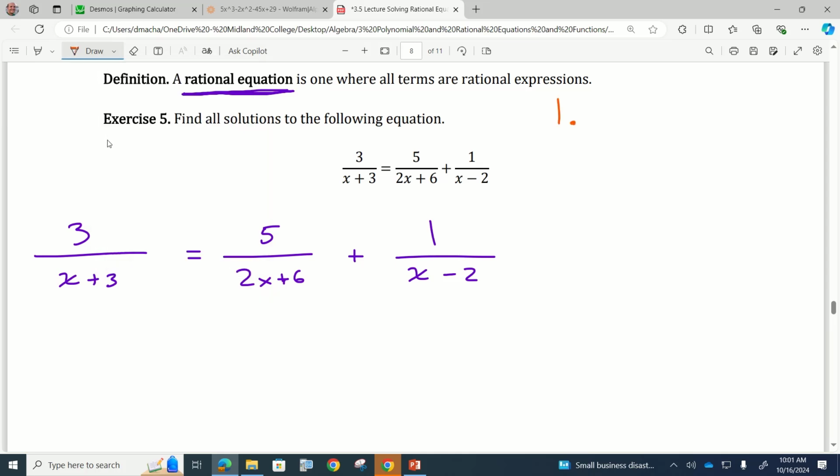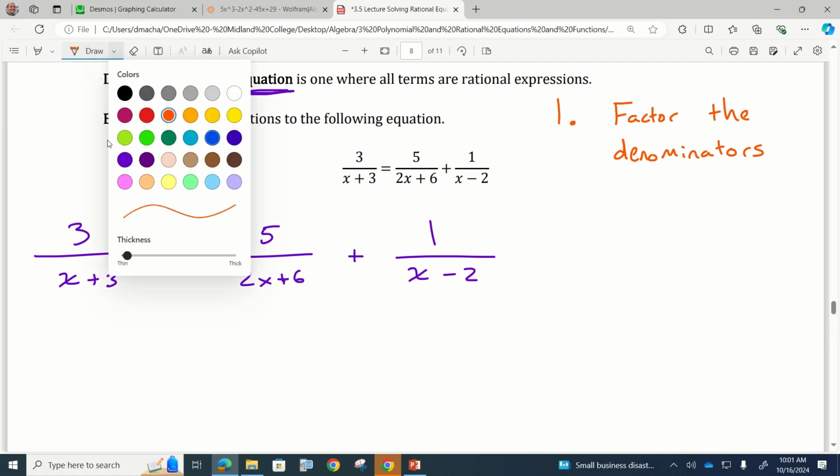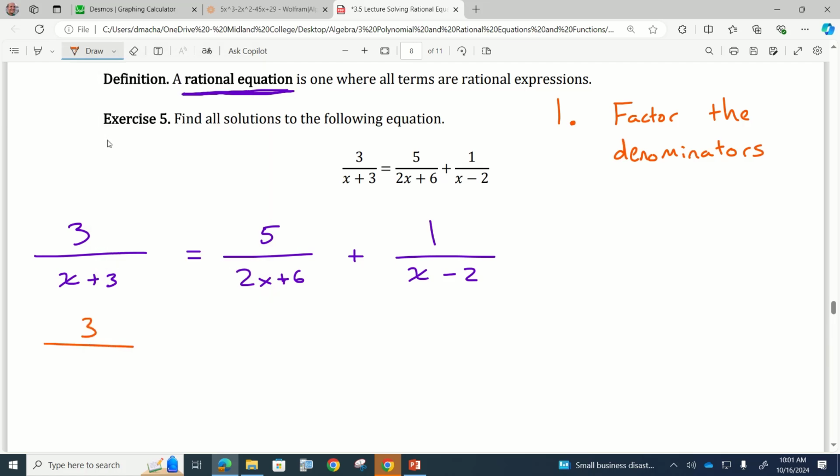Step number 1 is going to be factor the denominators. You don't have to worry about factoring the numerators if there was anything to factor. But we always think for a moment, can I factor the denominators? That would be step 1. And this is very easy in this case. It's not always so easy, but in this case, yeah. The only denominator that could be factored is this one, and this would factor as 2 times x plus 3.